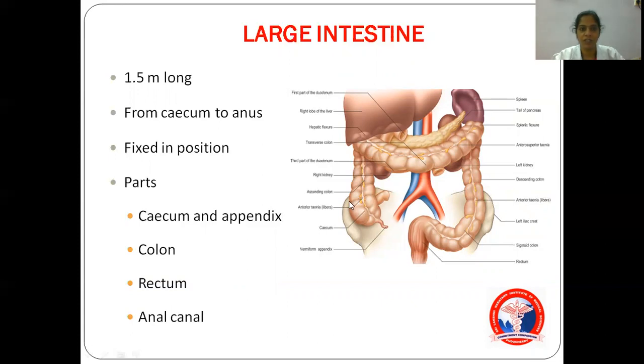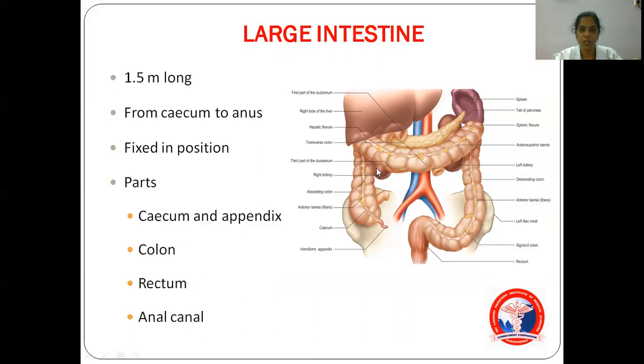In this picture, on the right side, this is the ileum. This ileum opens into the cecum. The cecum continues as the ascending colon, transverse colon, descending colon. Then you can see the sigmoid colon, which continues as the rectum and ends in the anal canal. So the large intestine includes the cecum. Here you can see a small tube-like structure, that is the appendix.